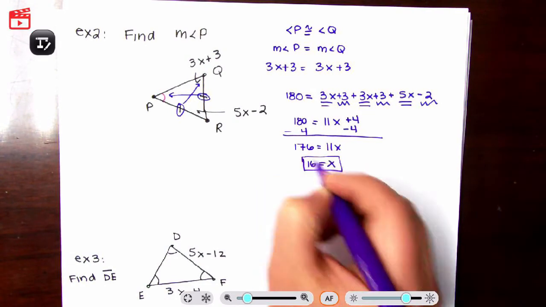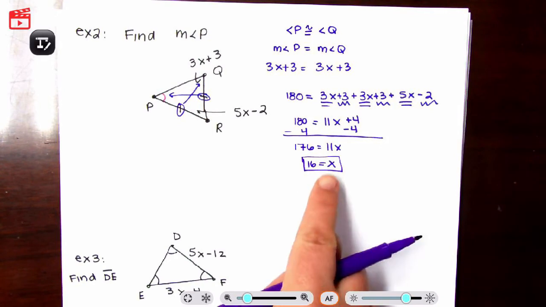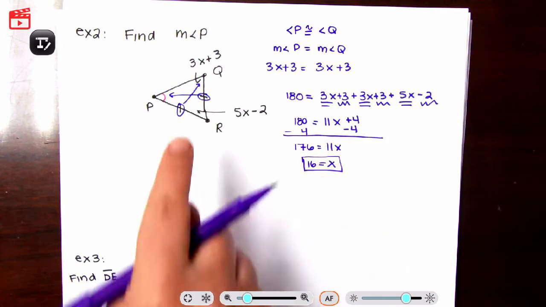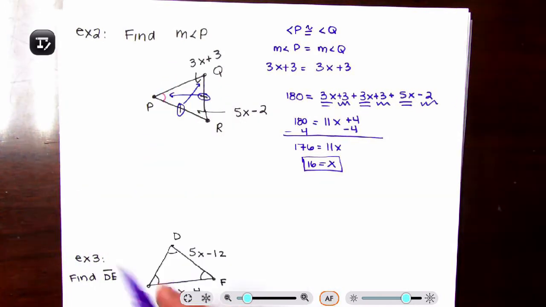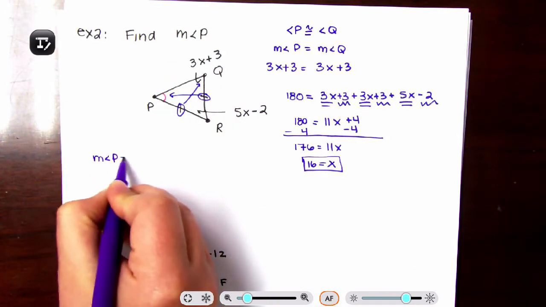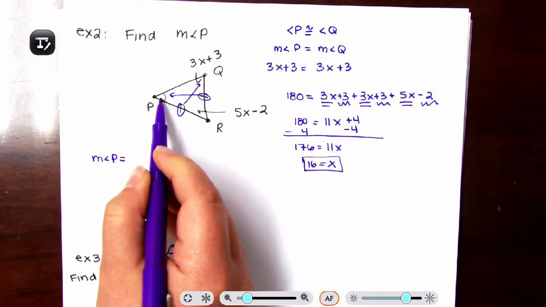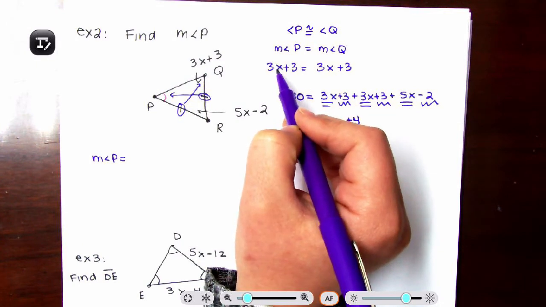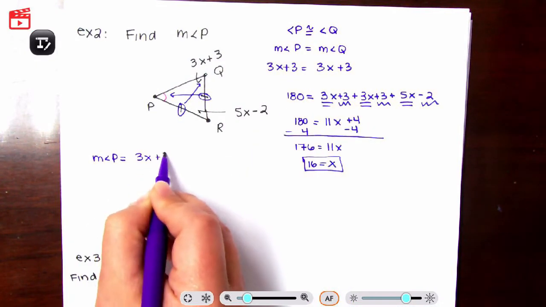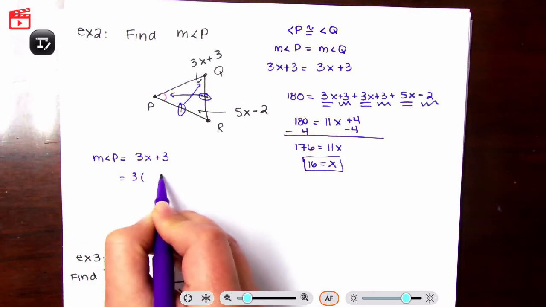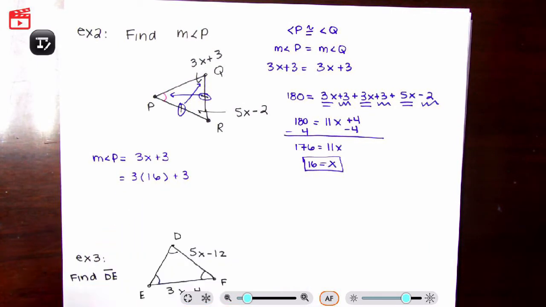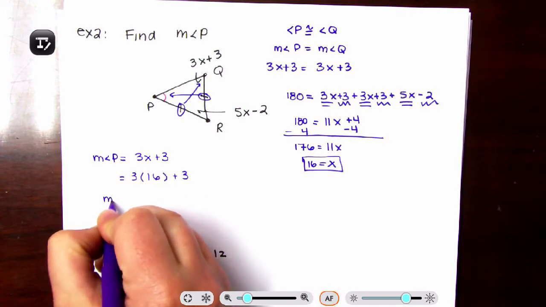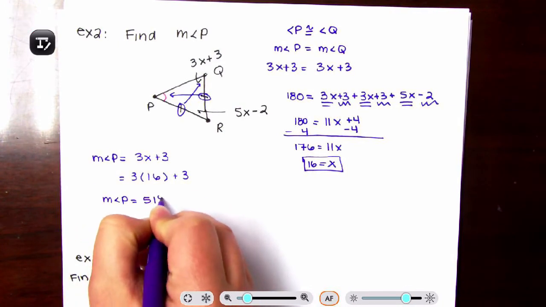Now again, what does that mean? Right now it just means an x value. It doesn't really mean anything because it's asking us to find the measurement of angle P. So what is P? P, we said, is congruent to Q, which means their angle measures are equal. So P is also 3x plus 3. Let's plug in our x value, which is 16. So 3 times 16 plus 3 gives me an angle measure for P of 51 degrees.